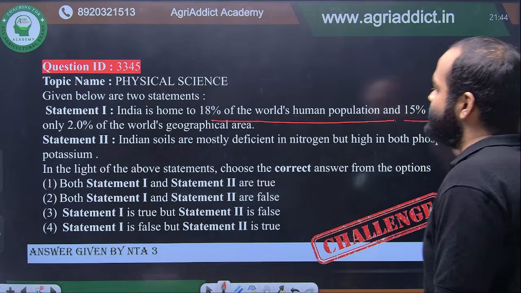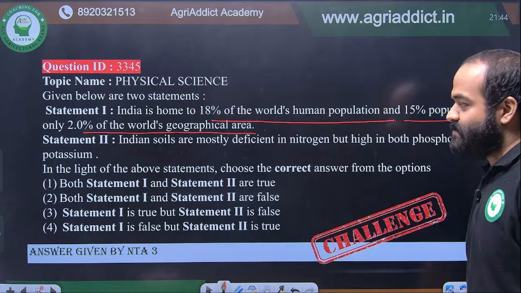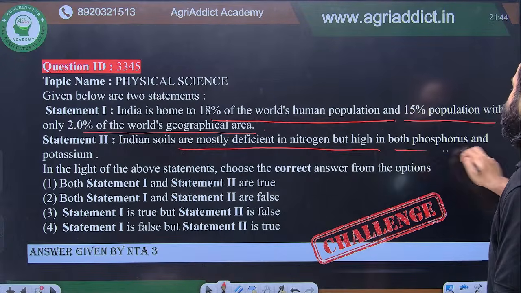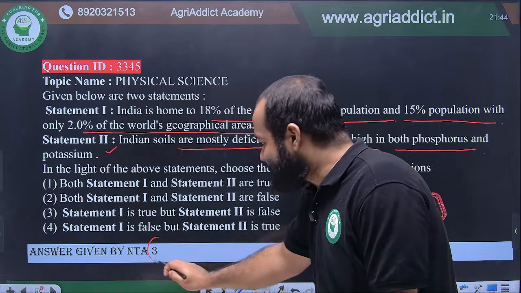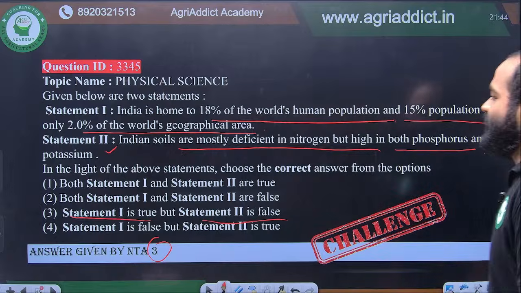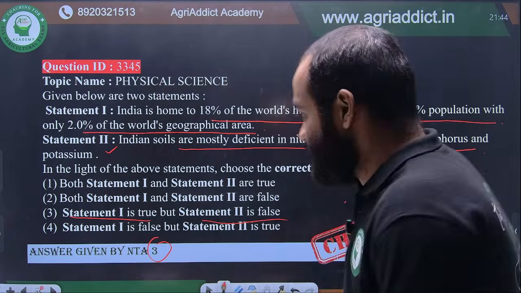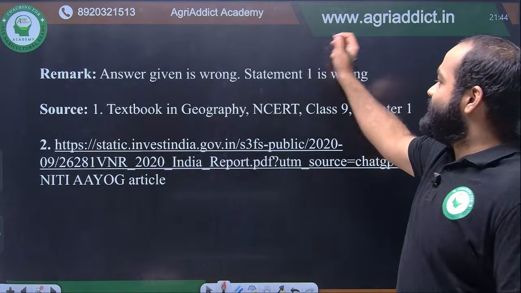All right. Now coming to the next question: India is home to 18% of the world's human population and 15% population with only 2% of the world's geographical area. That is Statement 1. Statement 2 is: Indian soils are mostly deficient in nitrogen but high in both phosphorus and potassium. The answer given by NTA is 3. They are telling statement 1 is true but statement 2 is false. This we feel is totally wrong. So the correct answer of this question will be, answer given is wrong.